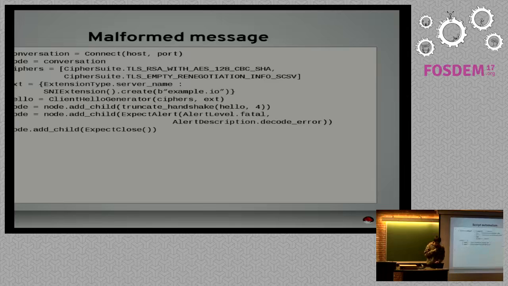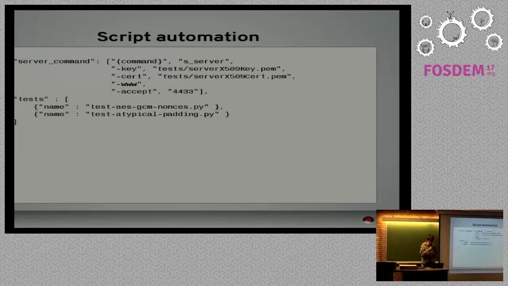I've also added recently some automation for that. So you can set up how to start a server and what kind of tests to run against it. Here we have an example for OpenSSL. It sets it up with some test certificates and tells it to accept connections on localhost on port 4433, and against that server it will run those two test cases.